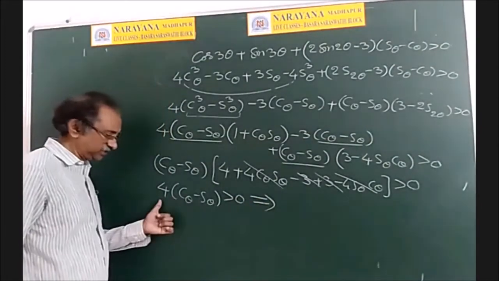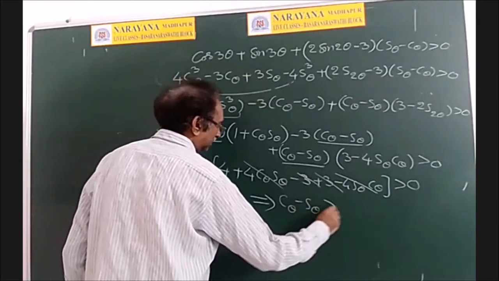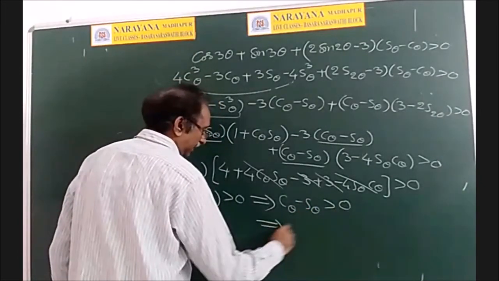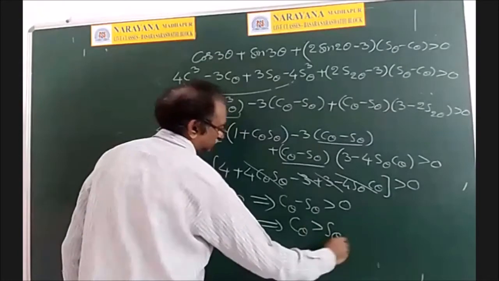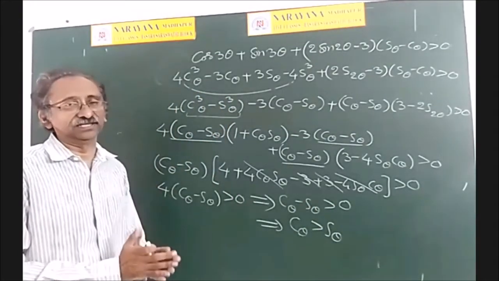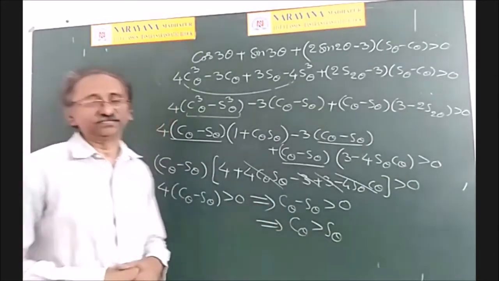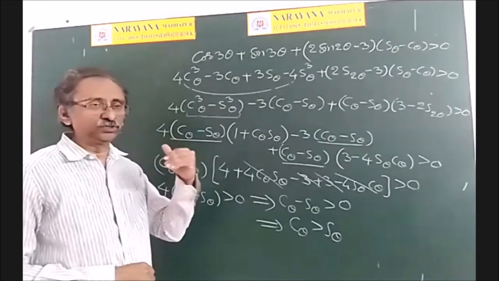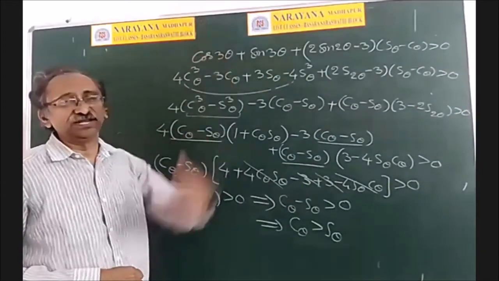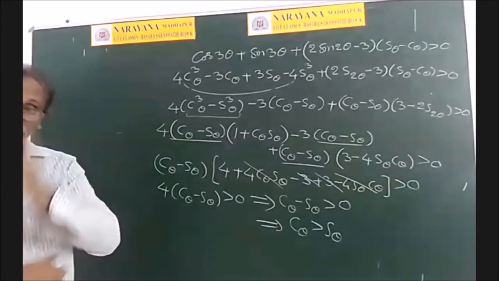That implies 4 is already positive, so cos theta minus sin theta greater than 0. That implies cos theta greater than sin theta. And now we have to see the graphs of cos x and sin x, and we have to observe where cos x is greater than sin x. That means at which points cos x is above the sin x graph. Okay? Right. Write this one. We draw the graphs and observe.